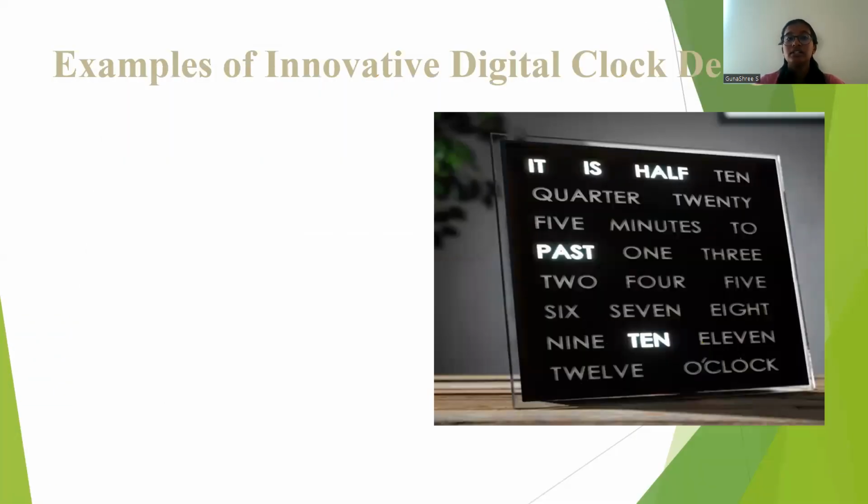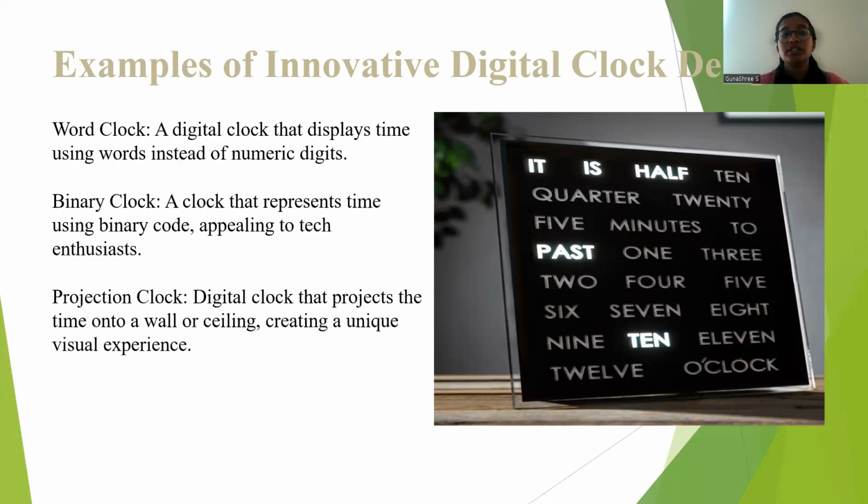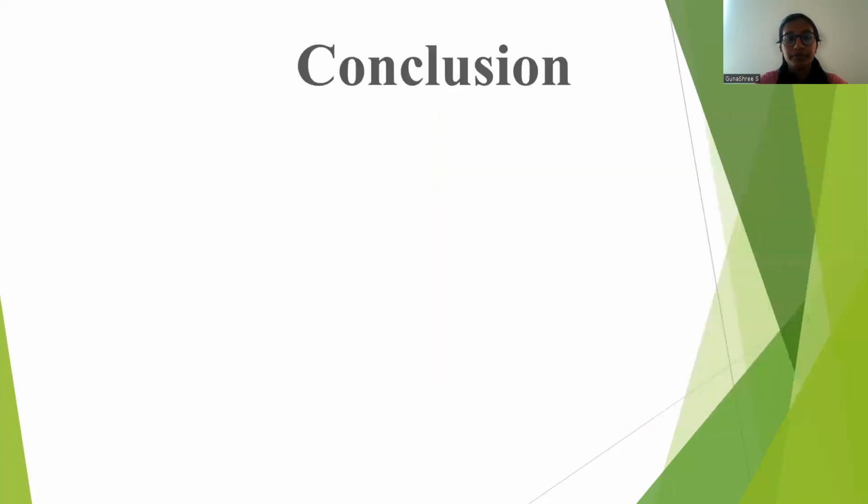Discussing a few examples of innovative digital clock design. Some of them are the word clock, binary clock, and the projection clock. What is a word clock? This digital clock will display time using words instead of numeric digits. Binary clock. It will represent time using binary code. It is appealing to tech enthusiasts who will be using it. Another one is the projection clock. It will project time onto the wall or ceiling, creating a unique visual experience.